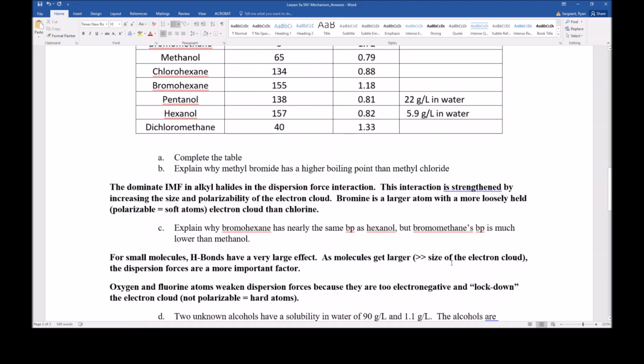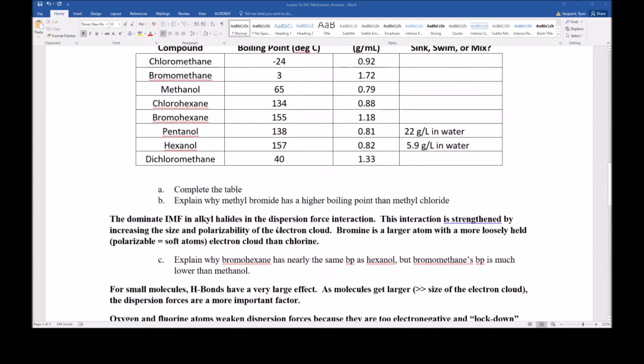As molecules get larger, and by that I mean that the size of the electron cloud goes up, then the dispersive force interactions start to become more important. And then there's also that special consideration that alcohols actually start to lose their appeal, because as the molecules become larger and larger, they become more reliant on the dispersive force interactions. But oxygens that you find in alcohols weaken the dispersive force interactions because they're too electronegative, and they prevent the neighboring electron clouds from oscillating. This means they're not polarizable and they're hard atoms.